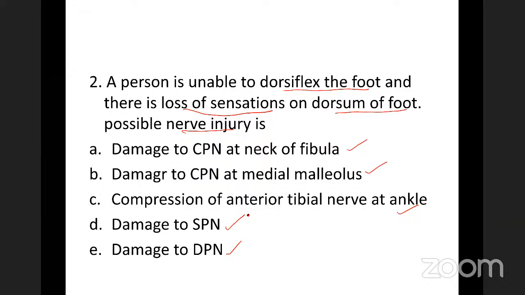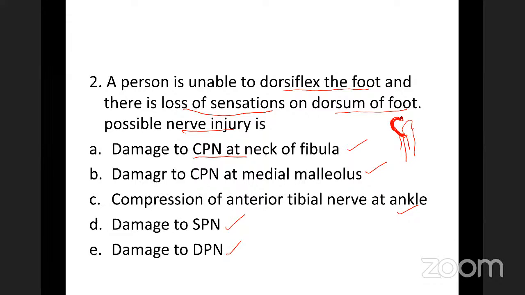I will explain. If this is the fibula, we just said that at the lateral aspect of the head of the neck of the fibula, the common peroneal nerve divides into the superficial peroneal nerve and the deep peroneal nerve. This region of the common peroneal nerve at the neck of the fibula is very vulnerable to injury because it is very superficially placed. So, in case of any fracture or something like that, damage to the common peroneal nerve at the neck of the fibula is very likely.